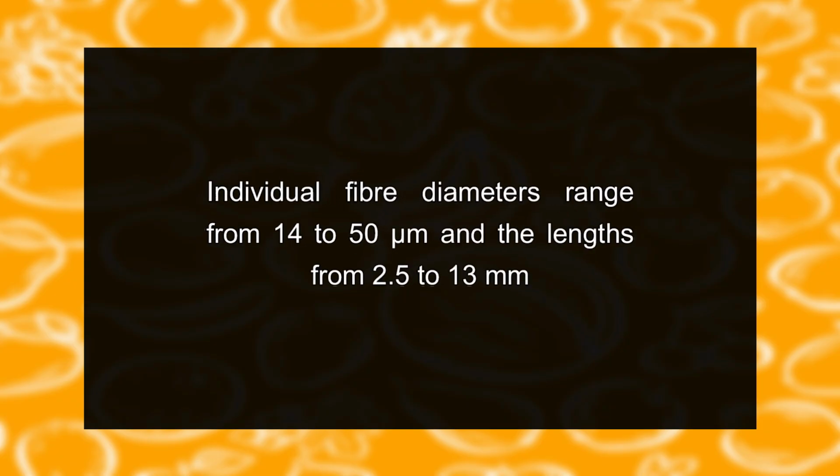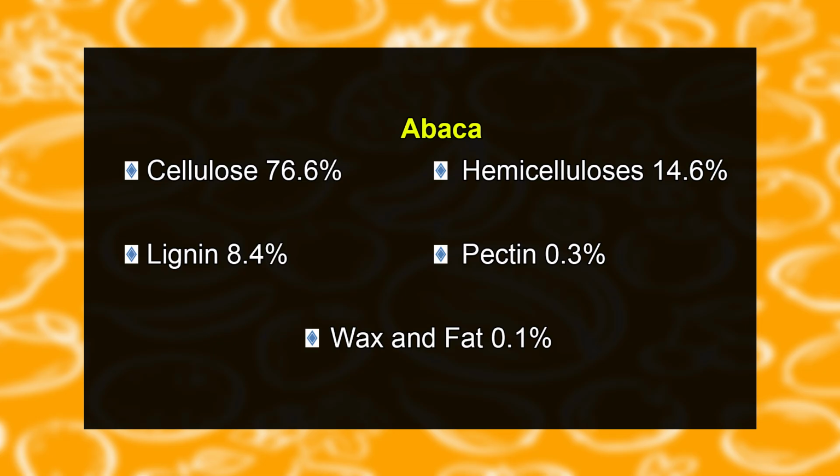The single fibers are relatively smooth and straight and have narrow pointed ends. Individual fiber diameters range from 14 to 50 micrometers and the lengths from 2.5 to 13 millimeters. Chemically, abaca comprises 76.6% cellulose, 14.6% hemicelluloses, 8.4% lignin, 0.3% pectin, and 0.1% wax and fat.